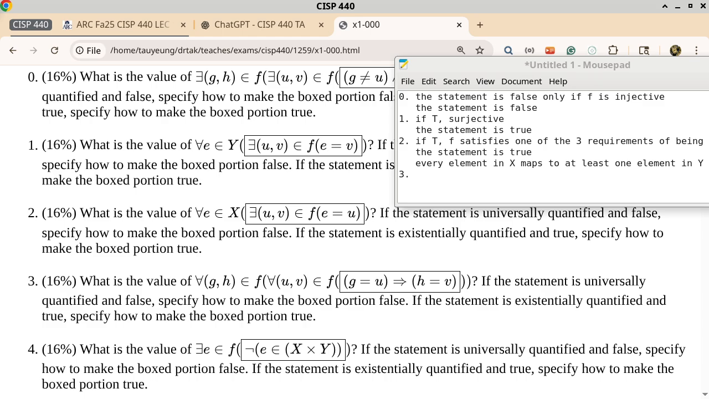Because if there are two tuples, both mapping from the same element on the left-hand side of the two tuple to different things on the right-hand side of the two tuple, then we have a problem because it will make it not a function. Okay, so that's the context, or the semantic, of this particular one.